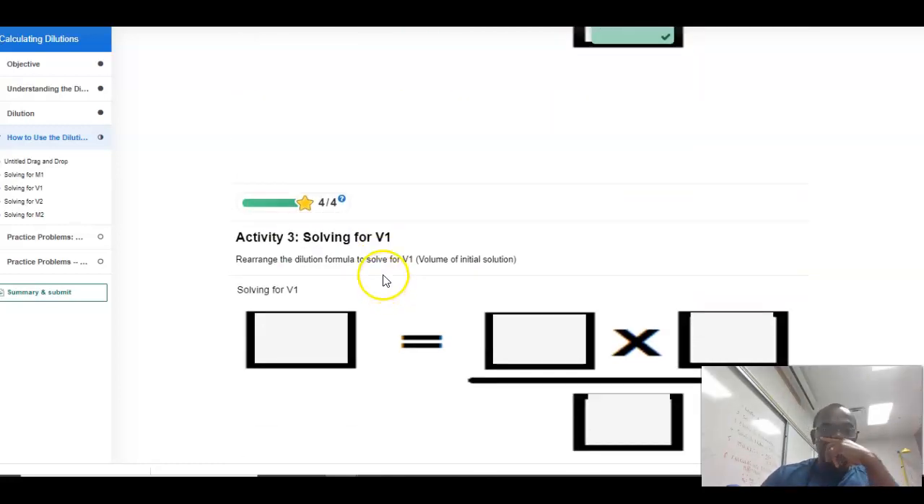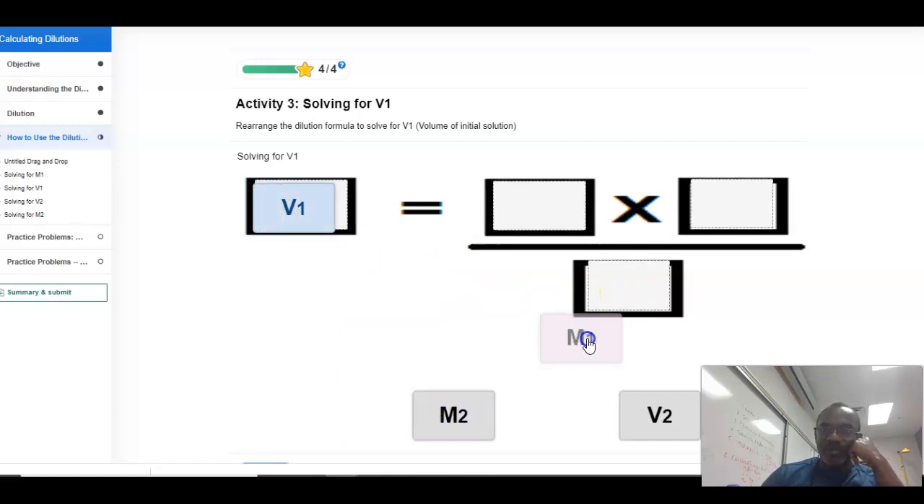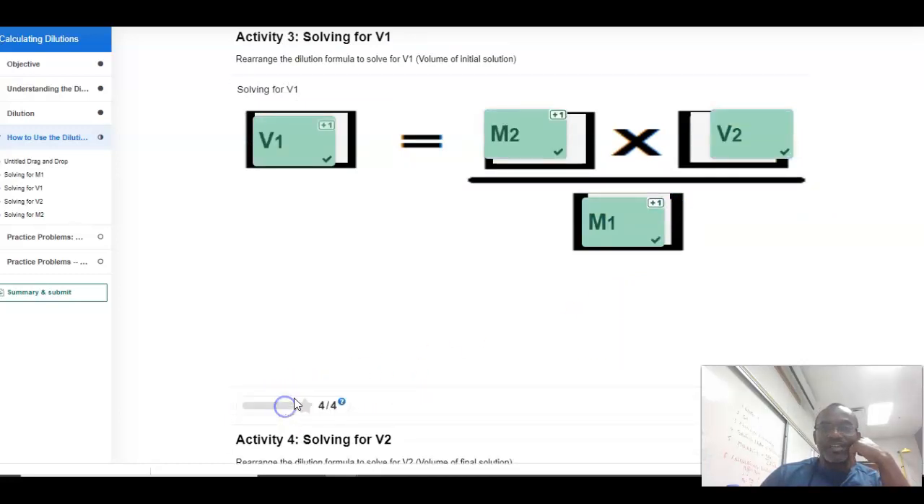Now here, let's solve for V1. In this case, V1 is the unknown, so V1 goes here. And guess what? M1 will go at the bottom because they have to go together. And then M2 and then V2. Remember, it doesn't have to be M2 first. It can be V2 first and then M2. So check and see that it is correct. To solve for V1, you multiply M2 times V2 divided by M1.